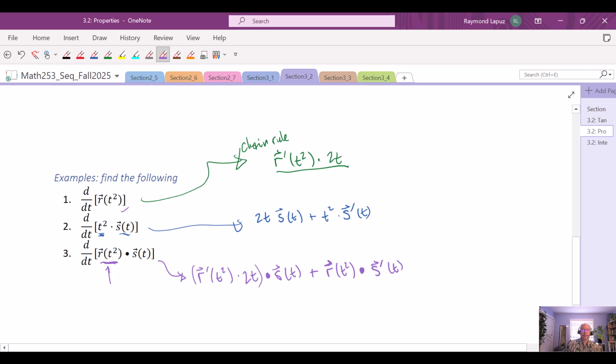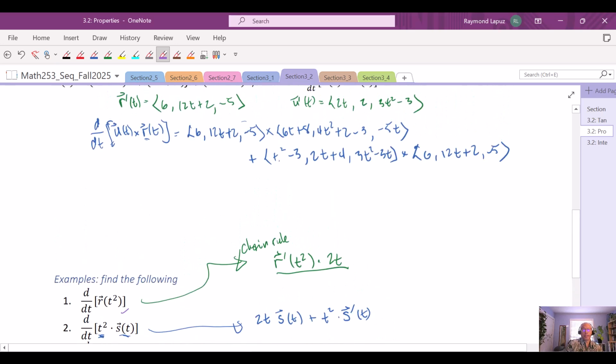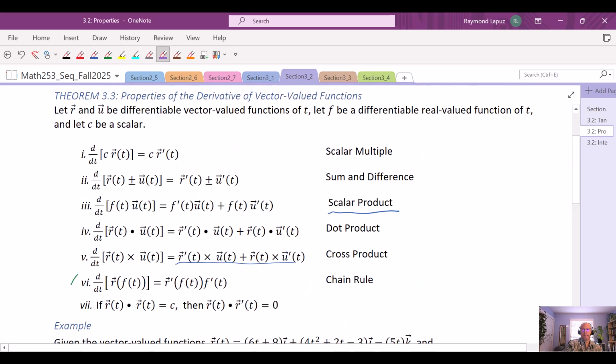Okay. All right, so those are some problems that use these properties, and that's it. Good luck.